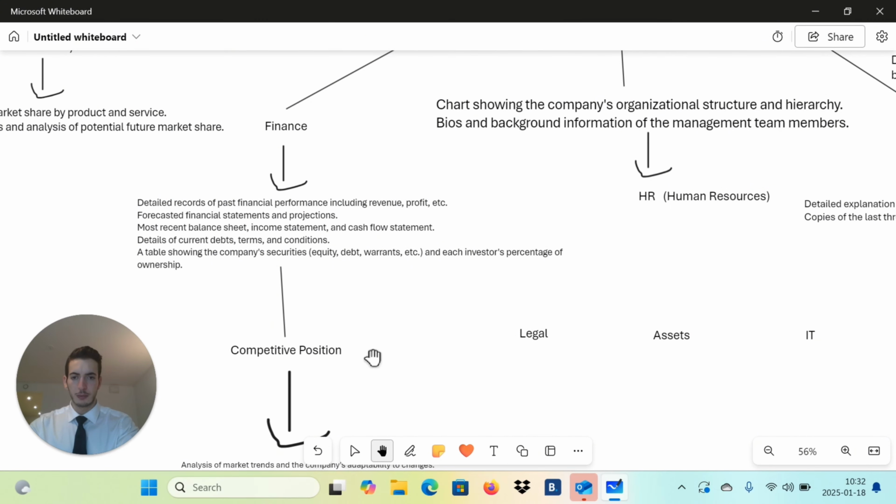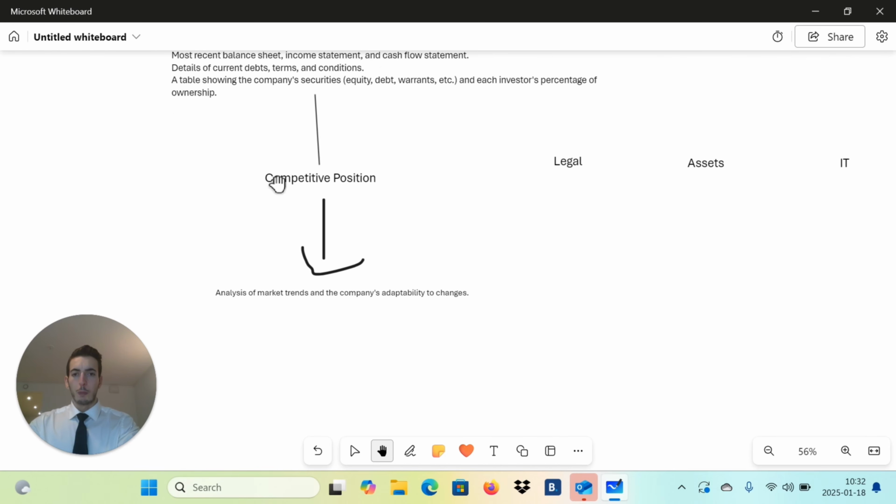Now let's get into the third one, competitive position. Analysis of market trends and the company's adaptability to change. What does that mean? If there is a new trend that's coming to the market or to the industry right now, and you want to make sure that you would be on this trend, how fast and how quickly can you change to make sure that you will have the best return on this trend that is going on right now in the current market or industry?